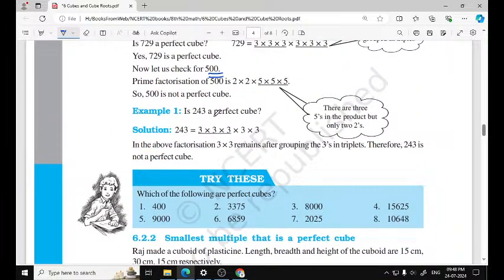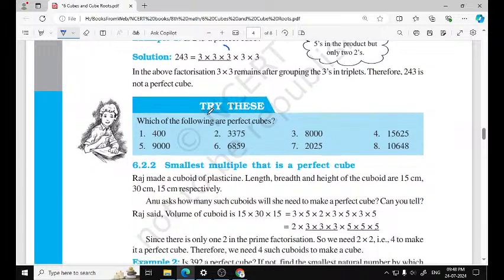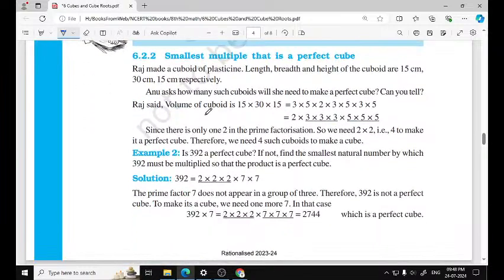243, we have to check, is 243 a perfect cube? Then prime factorize the given number and we get 3 into 3 into 3 into 3 into 3, that is, 3 is there 5 times. So prime factor 3 forms one triplet, but the other triplet is incomplete. Therefore 243 is not a perfect cube.